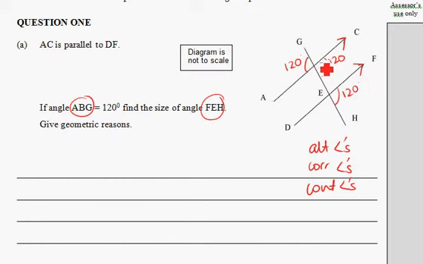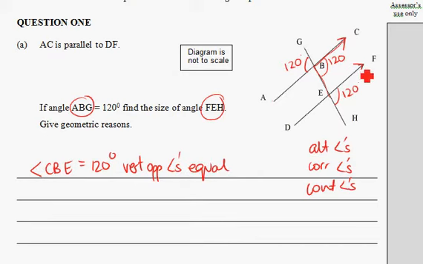Now we need to be able to set that out, and we need to begin by finding angle CBH or CBE. Both of them would be the same. So angle CBE also equals 120 degrees, and that's because vertically opposite angles are equal. And then we can see that angle FEH, which is the one, of course, that we're looking for, also equals 120 degrees, and that was because corresponding angles in parallel lines are equal.